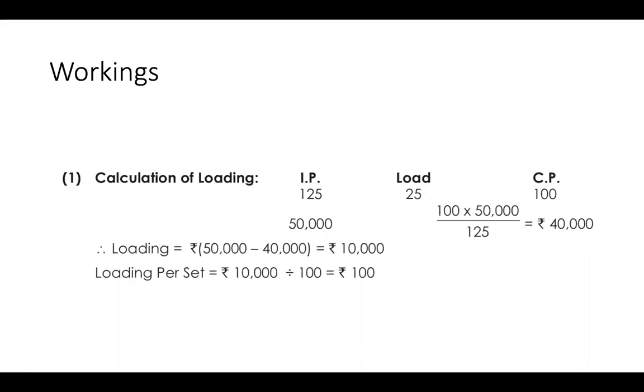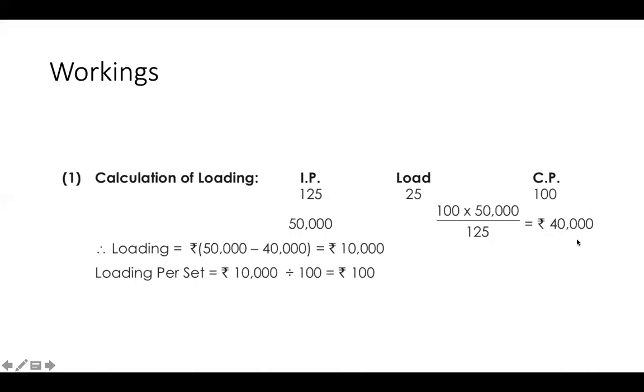Right? Yes, sir. Now, 50,000 is the invoice price. If you want the cost price, what you have to do is 100 by 125, multiply this 50,000. 100 by 125 into 50,000 gives you the cost price. And that is 40,000. 40,000 is the cost price. 50,000 is the invoice price. So 40,000 divided by 4 is 10,000, right?